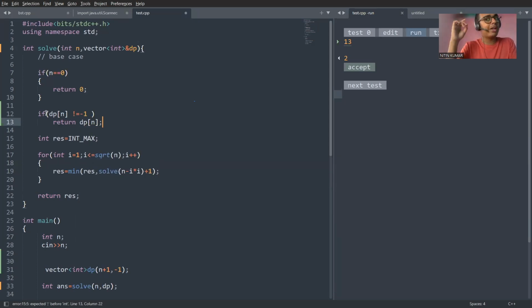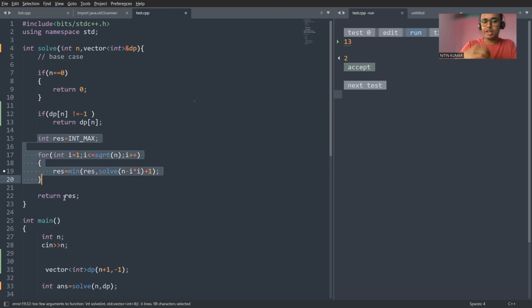And if the value is equal to minus 1, that means we have not performed that step yet. So we have to perform that step, and we are performing that step here. Okay. And after performing that step, whenever we are returning our results, before returning, we just go and store that in my DP of n. So if the same value comes up at any other time, I simply get that value from here. So this is a simple DP approach.